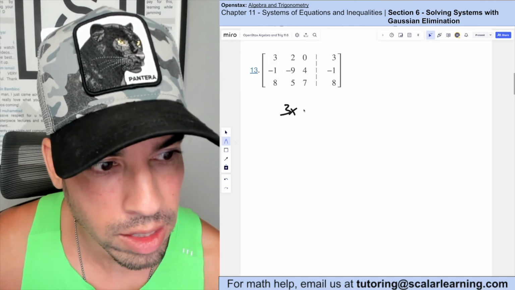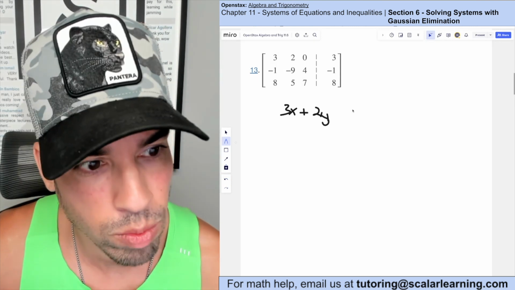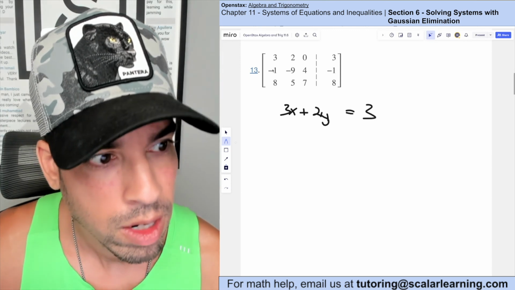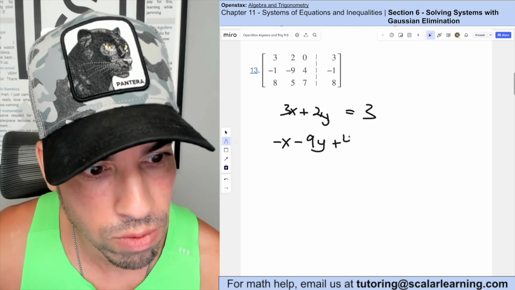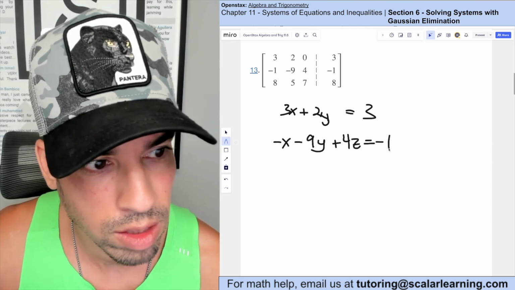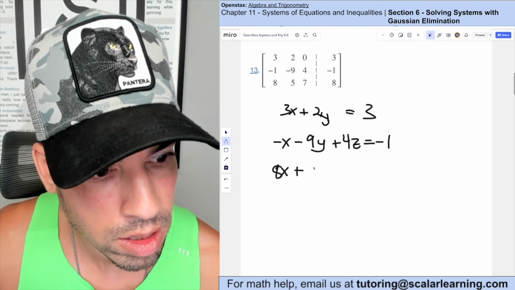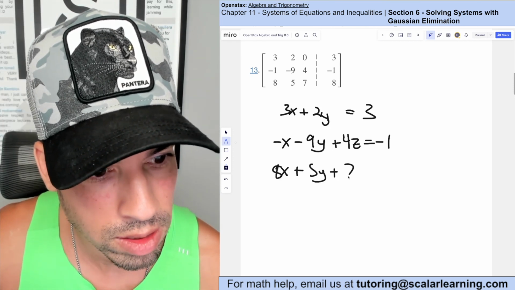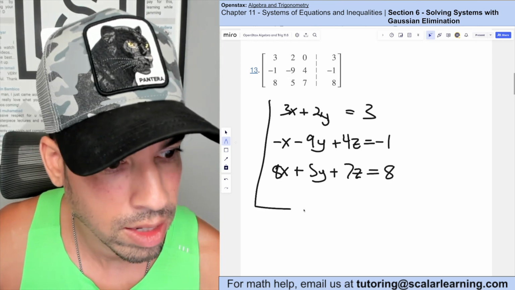We got 3x plus 2y plus 0z, so I don't need to write that, is equal to 3. Then we got -x minus 9y plus 4z is equal to -1. Last row, last but not least, we got 8x plus 5y plus 7z is equal to 8. That is how you do it.